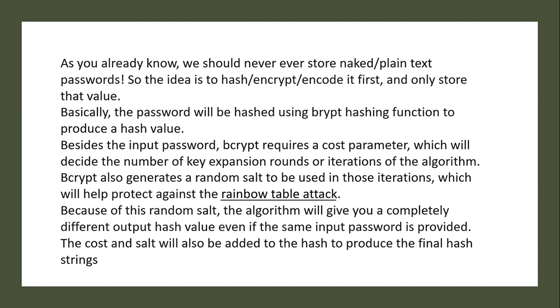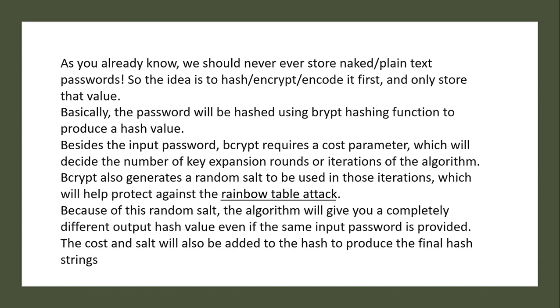For hashing, the password will be hashed using the bcrypt hashing function to produce a hash value. Besides the input password, bcrypt requires a cost parameter, which will decide the number of key expansion rounds or iterations of the algorithm. Bcrypt also generates a random salt to be used in those iterations, which will help to protect against the rainbow table attack. If you don't know about the rainbow table attack, I'd like you to go and research it, or if you want us to make a video, write in the comment section.